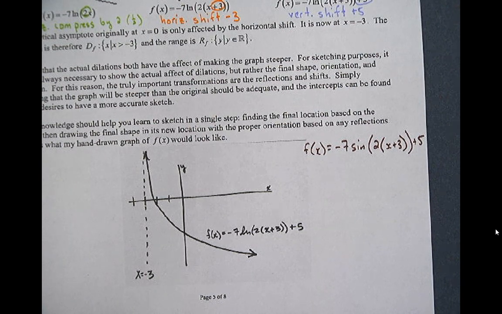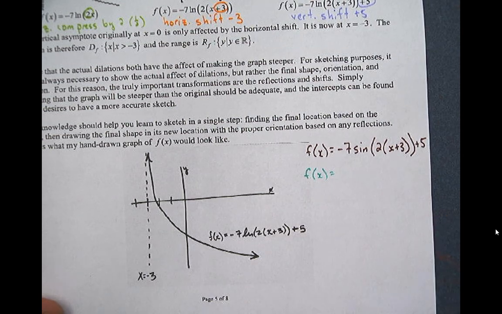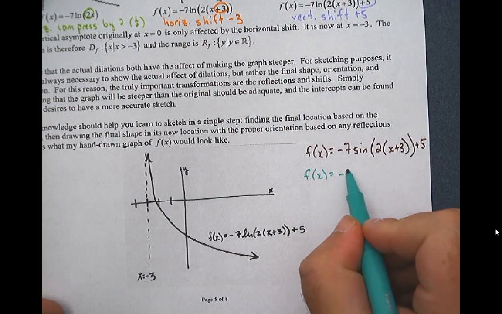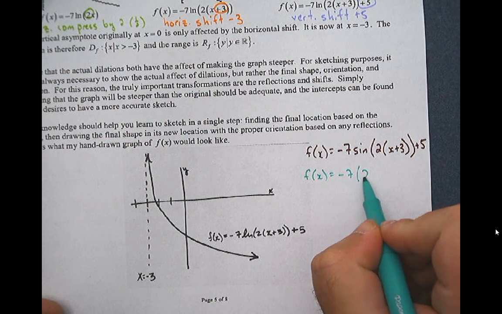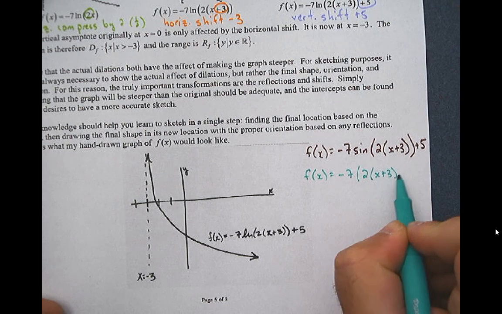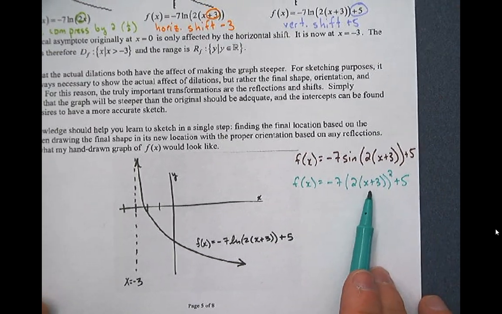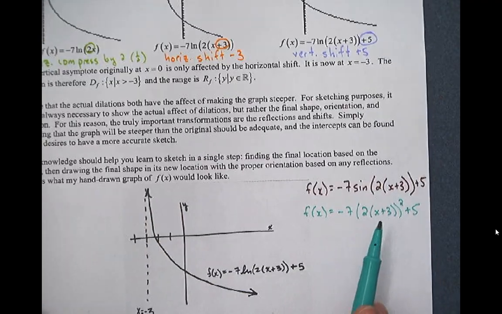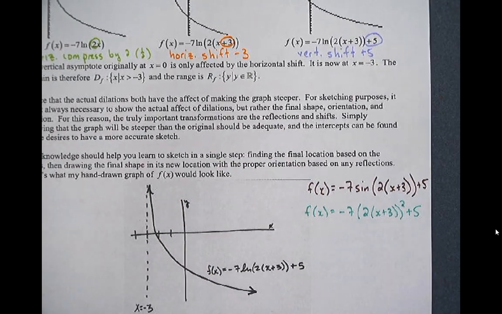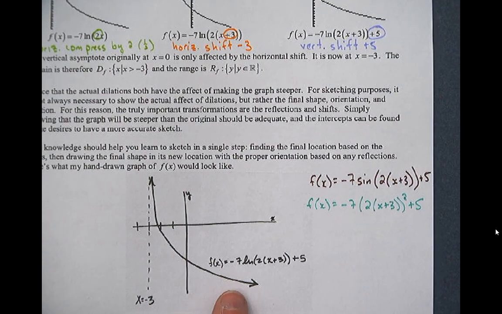Let's say I wanted to take the function f of x equals, this will be harder, let's see if I can do this with a squared. So it'd be -7 times the quantity of 2 times x plus 3 squared, plus 5. So there's my transformations. The exact same transformations would happen, but to the parent function of x squared versus sine versus natural log.